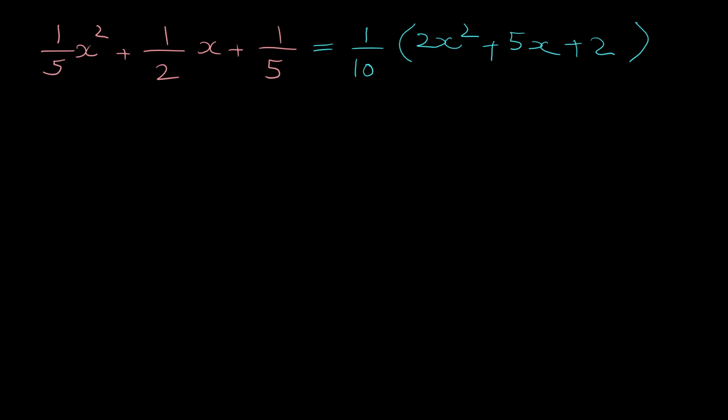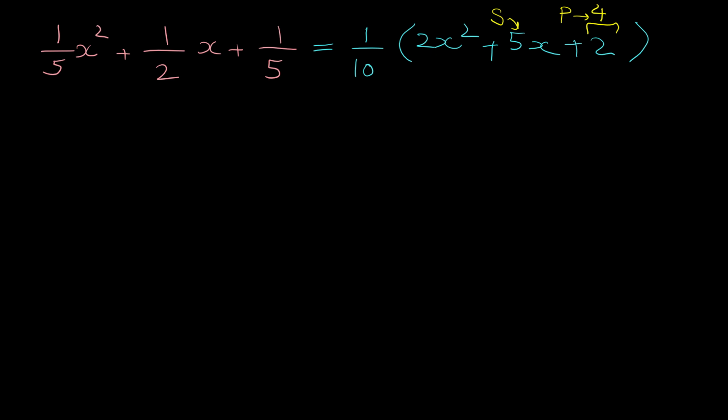So the technique is this. We multiply this leading coefficient by the constant. 2 times 2 is 4. Then we look for two numbers that their product is 4 and their sum is this 5. Two numbers that their product is 4, their sum is 5, those numbers are 1 and 4. 1 times 4 is 4. 1 plus 4 is 5.